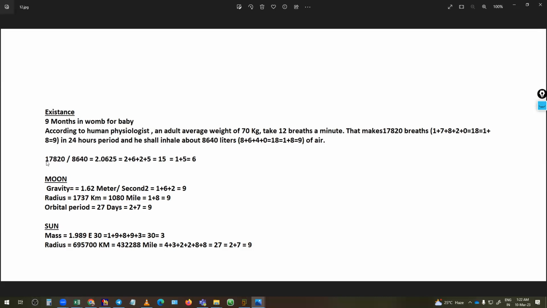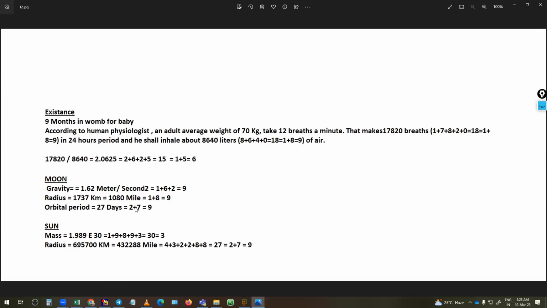Now, if you divide the total number of breaths and the total number of liters of inhaled air, you will get 2.0625, which is again equal to 6. Moon gravity is 1.62 meters per second squared, equal to 9. Radius is 1737 kilometers or 1080 miles, equal to 9.